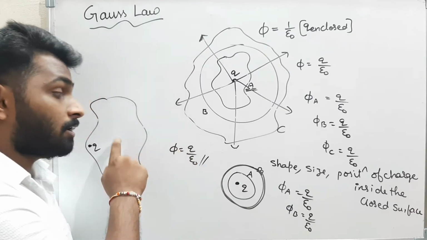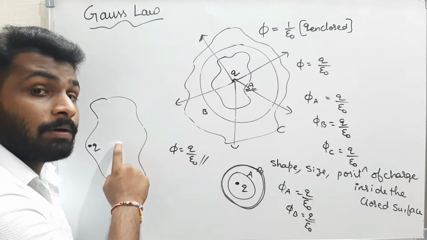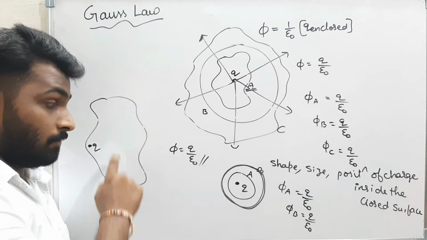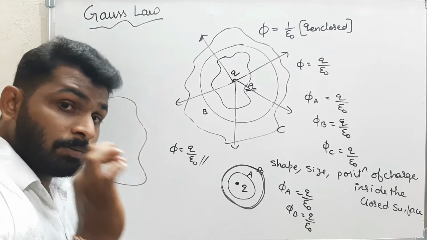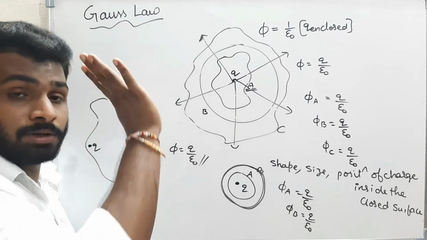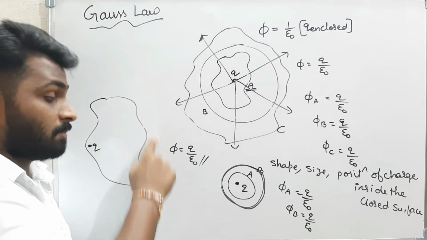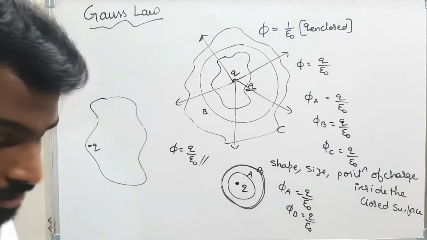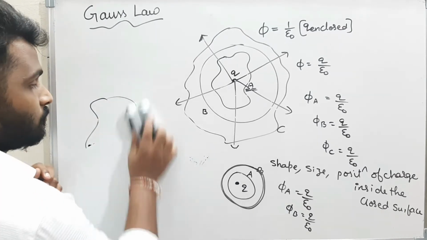The flux through any closed surface is independent of the charge outside. The flux through any closed surface is independent of the charge which is present outside. It won't depend on the charge which is present outside. It will depend only on the charge which is present inside this closed surface. Now see here, what is the meaning of that?